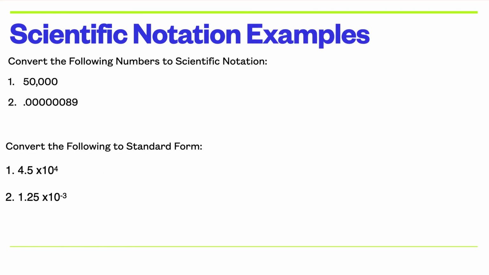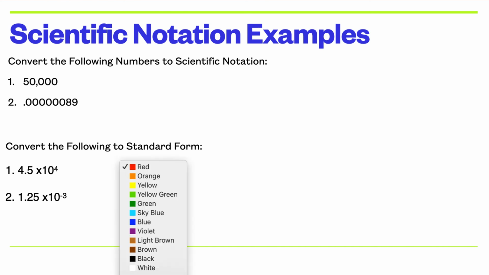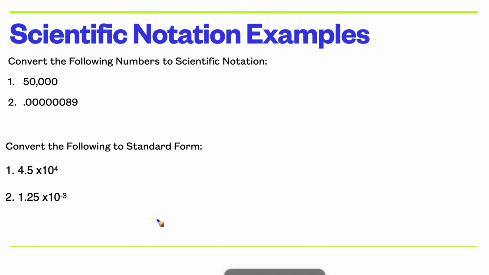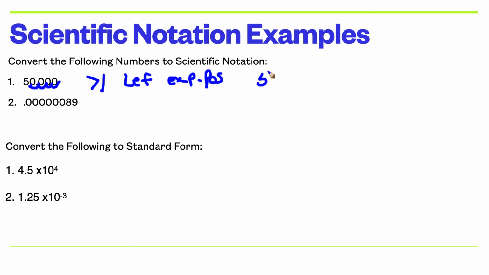So we have some examples we'll do together here. We're going to convert the following numbers to scientific notation. I have 50,000 here, and 50,000 is definitely greater than 1. So I'm going to move my decimal point to the left, so my exponent is going to be positive. I'm going to put it in front of the first digit, so our decimal point should go here. So we have 1, 2, 3, 4. So it should be 5 times 10 to the 4th.